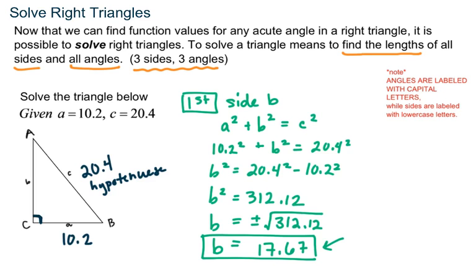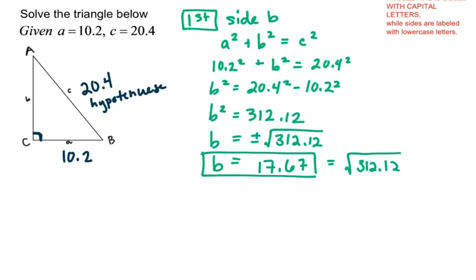Now, because this is an approximate value, I'm going to try to avoid using it in future calculations. Or I could use my exact value. My exact value for b is the positive square root of 312.12. But that's kind of an ugly number, so we don't want to deal with that. This number is, of course, rounded so that it's approximate. So my next step is I'm going to find an angle, either angle first.